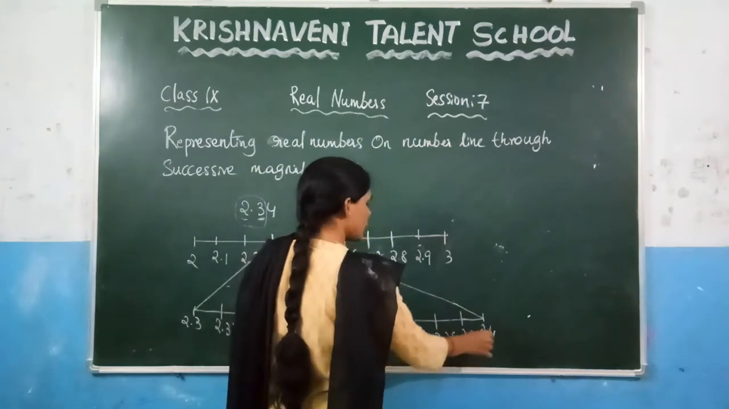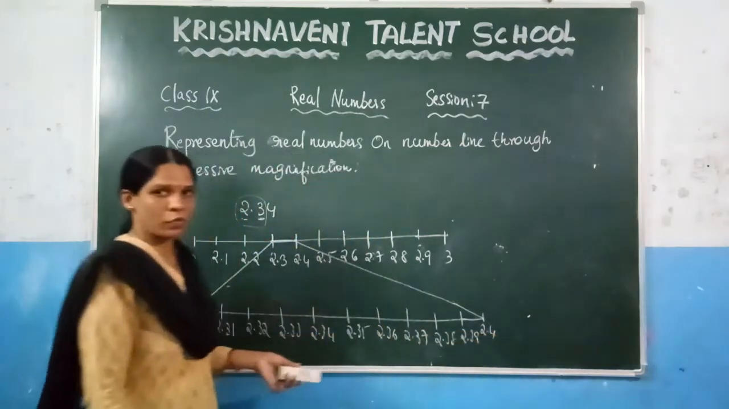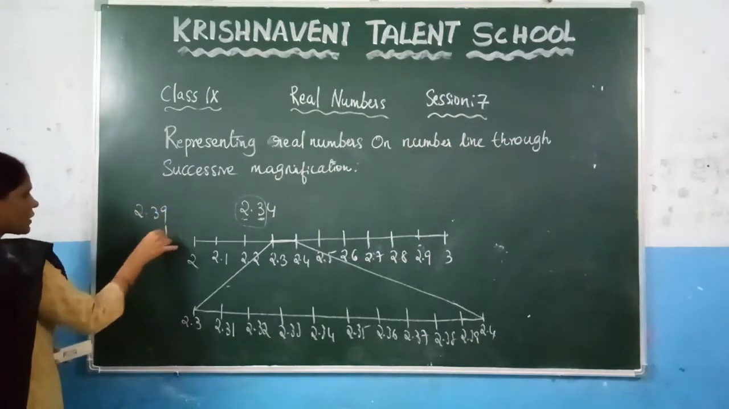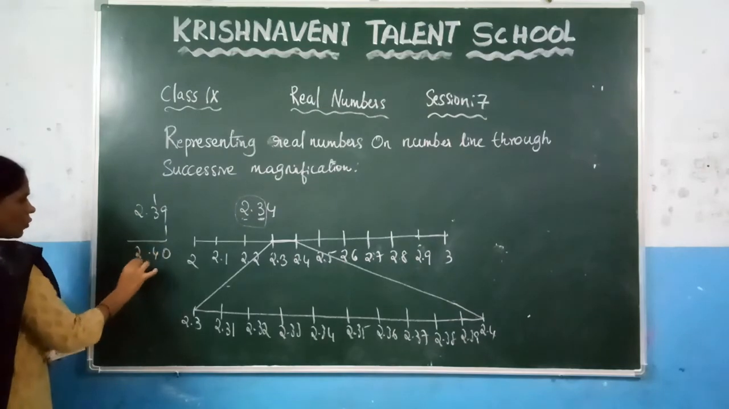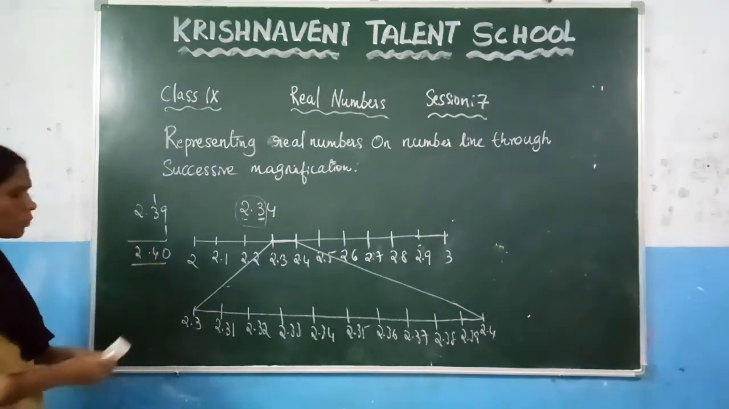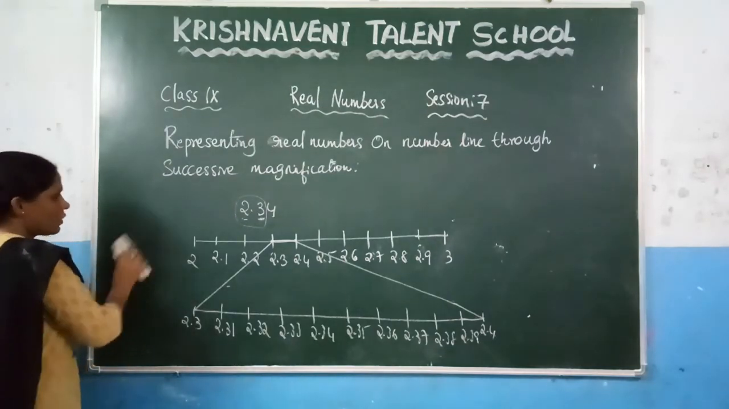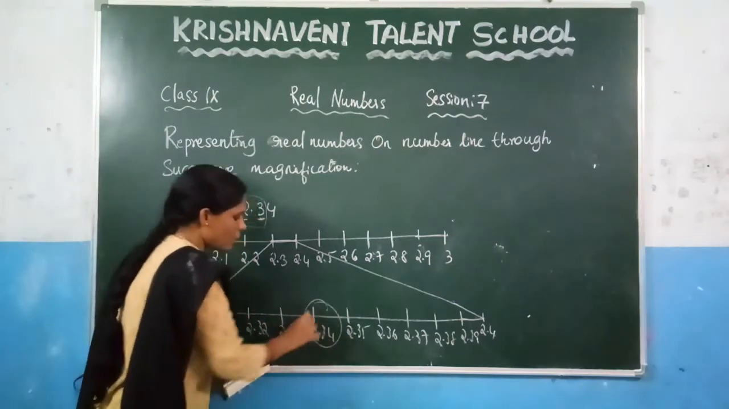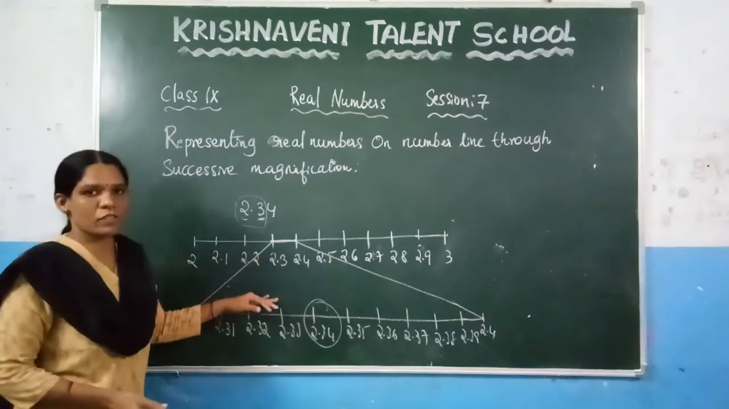You know that 2.39 plus 0.01 is nothing but 2.4. If you want to check, you can. If you calculate 2.39 plus 0.01, what do you get? 2.40, which is nothing but 2.4. So now we have represented 2.34 on a number line by using successive magnification.